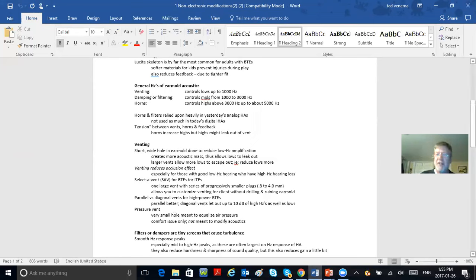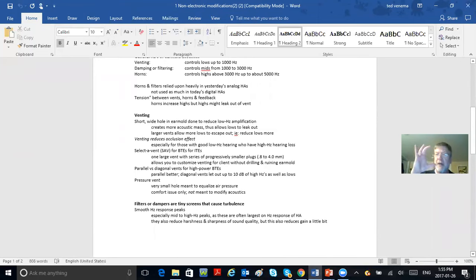Okay, so venting, occlusion effect. Memorize that, okay? For whom it's intended. Who gets the occlusion effect? Anybody with normal hearing and anybody with sensory neural loss who has good hearing in the low frequencies. The bigger the vent, the more the lows escape out.